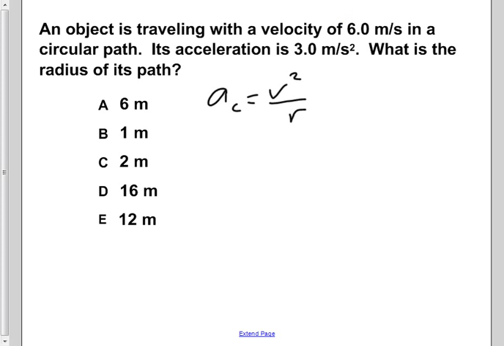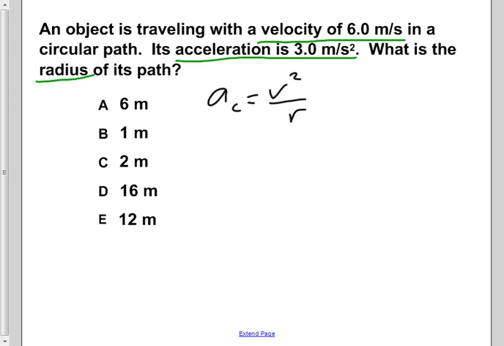Now, from our given information, we see that we're given the velocity is 6 meters per second, and we're also given that our acceleration is 3 meters per second squared. And now we want to know what the radius is. So we have to change this equation around. So we have to apply algebra to this to get it to only be solving for r.